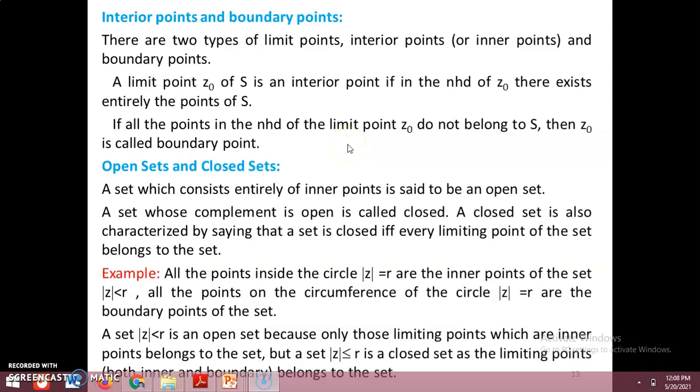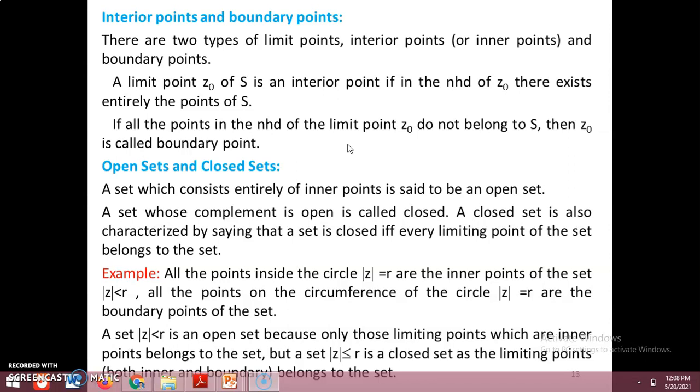That means the points in the neighborhood of limit point Z0 do not belong to within the set. It is not an inner point, so we call it a boundary point, which is on the boundary. Based on that we shall define open sets and closed sets.